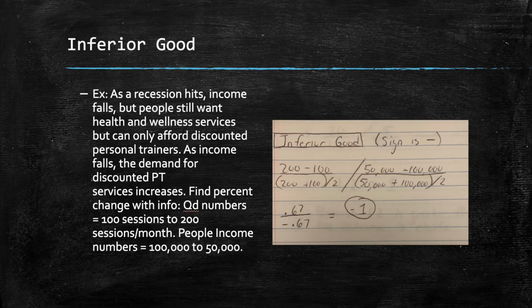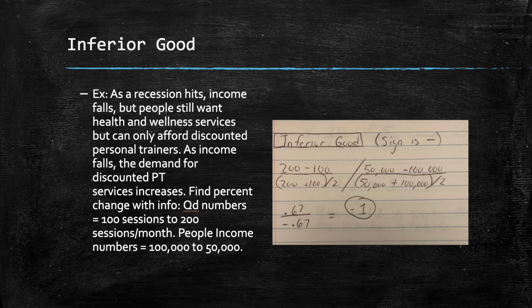Since we just discussed what a normal good is in this market, now we're going to discuss an inferior good. For example, as a recession hits, income falls, but people still want health and wellness services, but can only afford discounted personal trainers. So as income falls, the demand for discounted personal training services increases. Now we have to find the percent change with the following information. The quantity demanded is going to be 100 sessions that gets bumped up to 200 sessions per month, and people's income of $100,000 gets decreased to $50,000 per year.